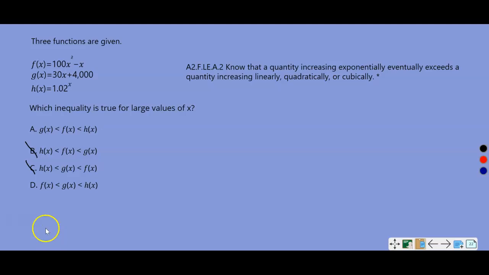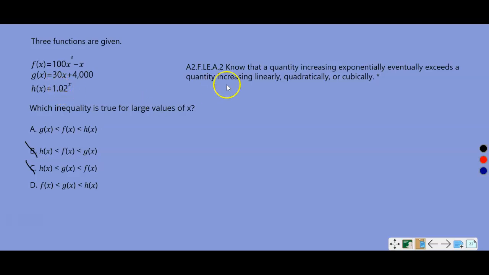Now we just have to determine whether g of x is less than f of x or f of x is less than g of x. And again, we're talking about for just really large numbers. So a linear equation, we know that a linear equation is going to grow at a constant rate. So the slope or the rate of change is going to be the same for the entire function. The quadratic function is going to be squared. So this function is eventually going to pass the linear function.